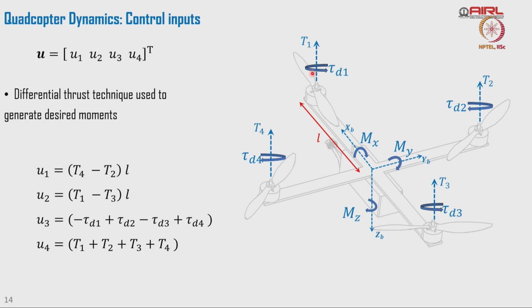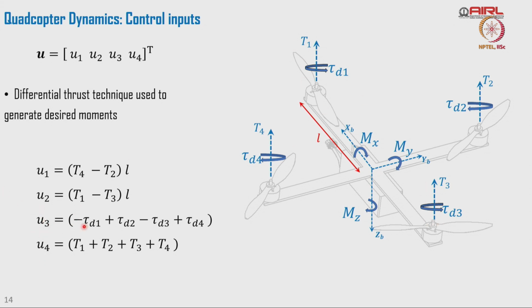I am trying to relate it in a way that I can get the pitch motion, the roll motion, the yaw motion and the height control. So, those are the inputs U1, U2, U3, U4. U1 is tau 4 minus tau 2, this difference, right, and L is the length. U2 is T1 minus T3 times L.